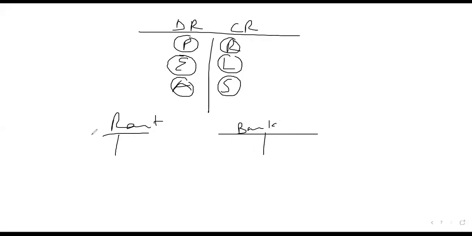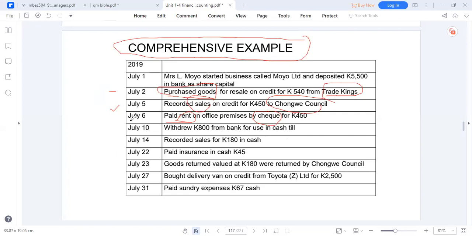So rent will have a debit balance because it's an expense, right? The bank will have a credit balance in this case because we're reducing the asset of a bank. Assets are things that we own. So if we're reducing assets, we credit. All right. Great. So the first thing you need to do is identify the elements.